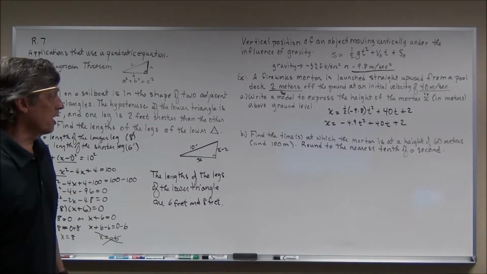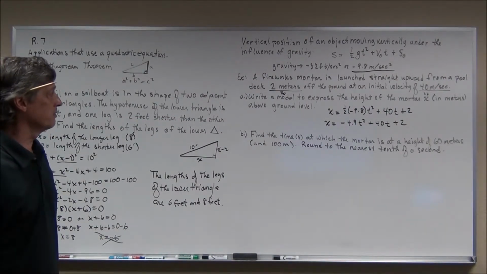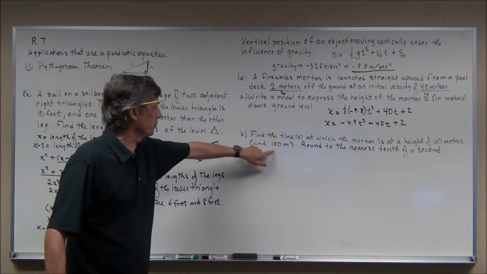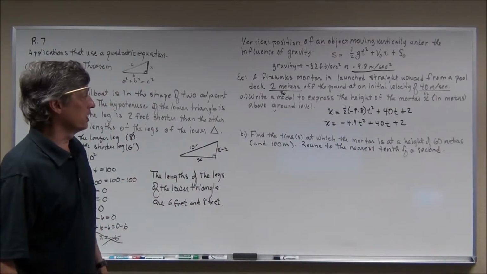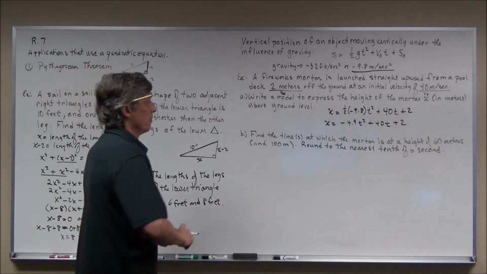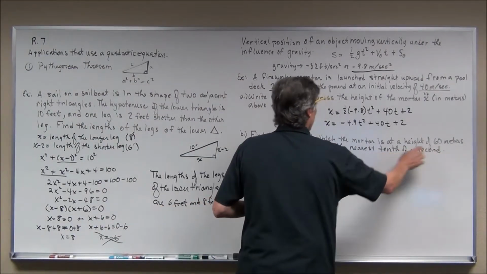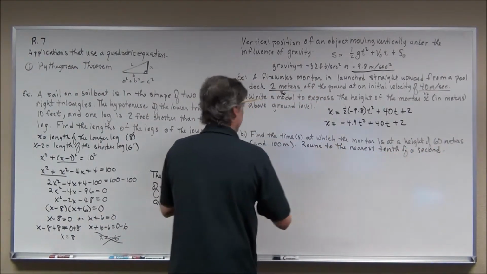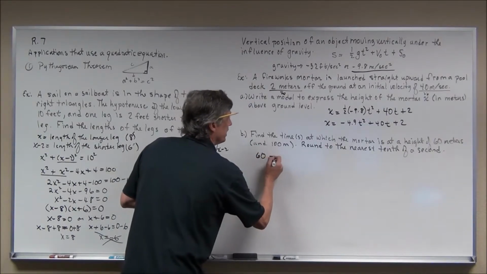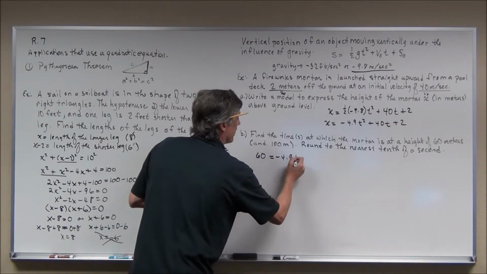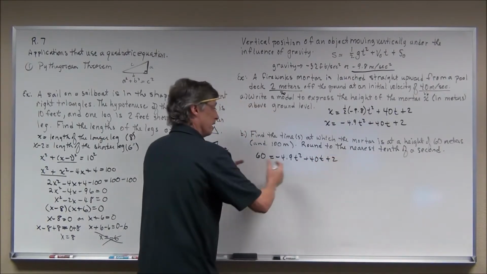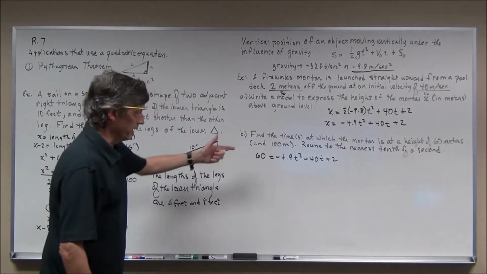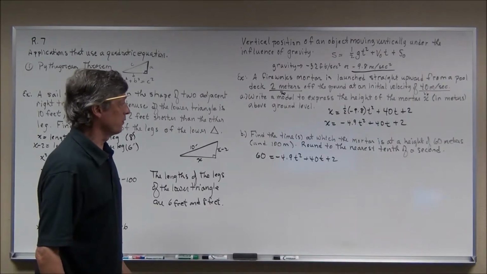Find the time or times at which the mortar is at a height of 60 meters, and then we'll also do 100 meters if we have the space there. And we're going to round it to the nearest tenth of a second. So we're going to plug 60 in here for the height of the object. 60 equals negative 4.9 t squared plus 40t plus 2. And we're going to solve this equation, and it is a quadratic, as you can see. We're going to solve for t.